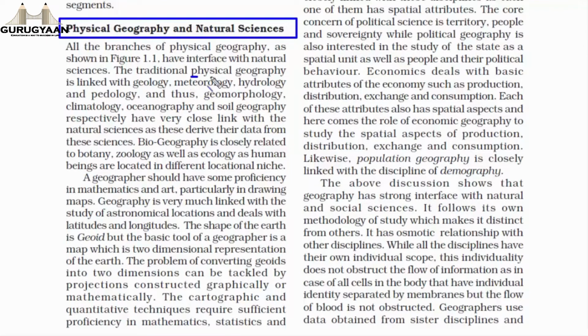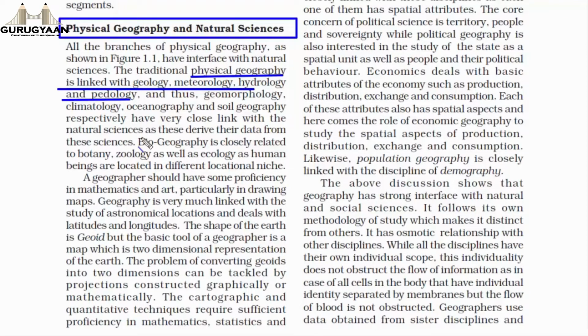So when we say physical geography, we are talking about physical features of Earth, and we also know that these are pretty much linked with other disciplines like geology, meteorology, hydrology and pedology. So for those of you who don't know about all these terms, let me just quickly give you a brief description. Geology means the study of landforms, how land is responding, how the surface of Earth is behaving constantly.